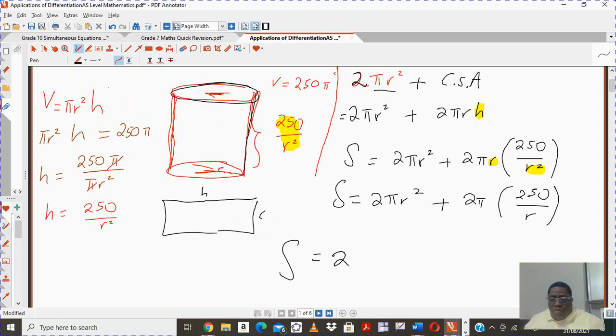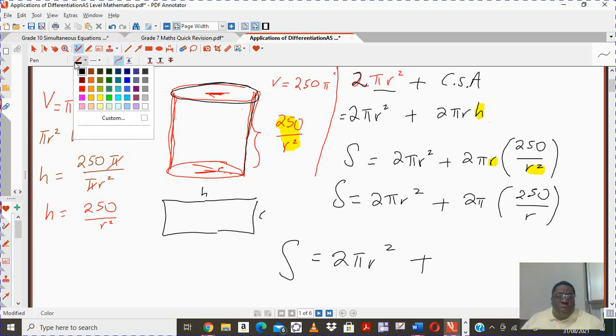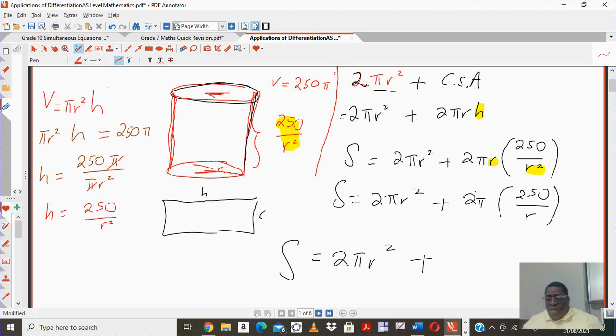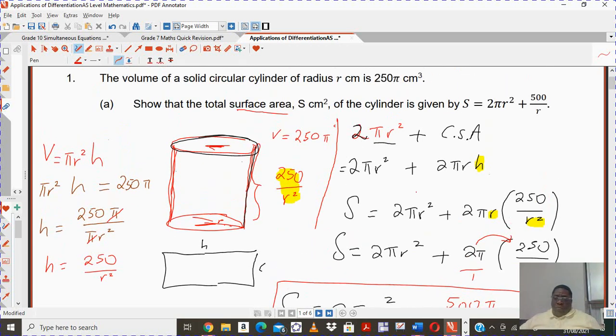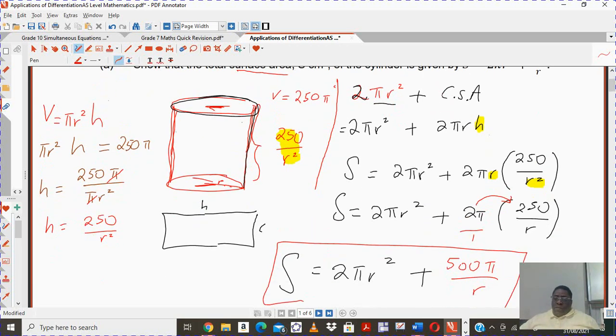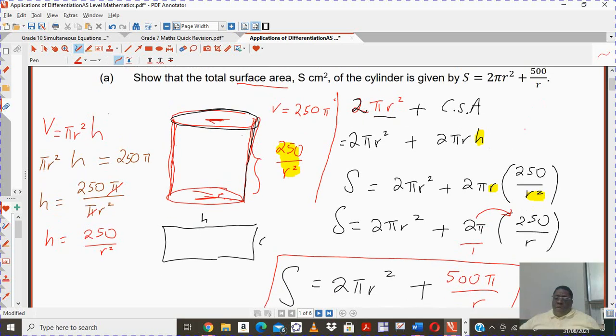A little bit better is 2 pi r squared plus, but now these two should be multiplied over, right? So this 2, it's like numerator over numerator, okay? 250 times 2 pi, that's 500 pi over r. In fact, this is the formula that we were supposed to prove, and this is where we needed to end when we had to prove that. 2 pi r squared plus 500 pi over r.